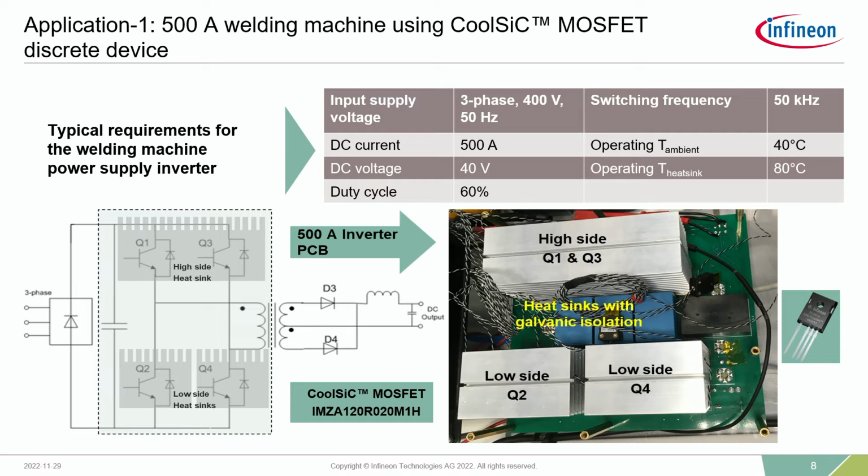As you can see, there is a 40% duty cycle, that means 6 minutes turn on and 4 minutes turn off operation, operated at a 50 kilohertz switching frequency, with an ambient temperature of 40 degrees Celsius and 80 degrees Celsius of heatsink temperature. Let's have a look in the next slide at the output results between Infineon's CoolSiC MOSFET versus the competitor's silicon carbide MOSFETs.